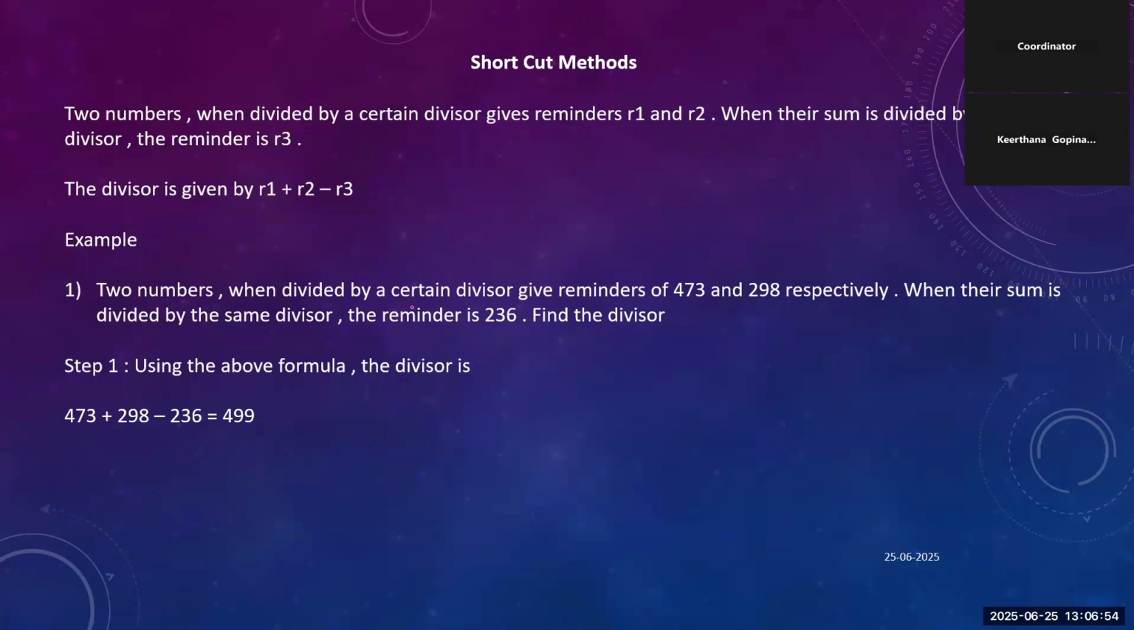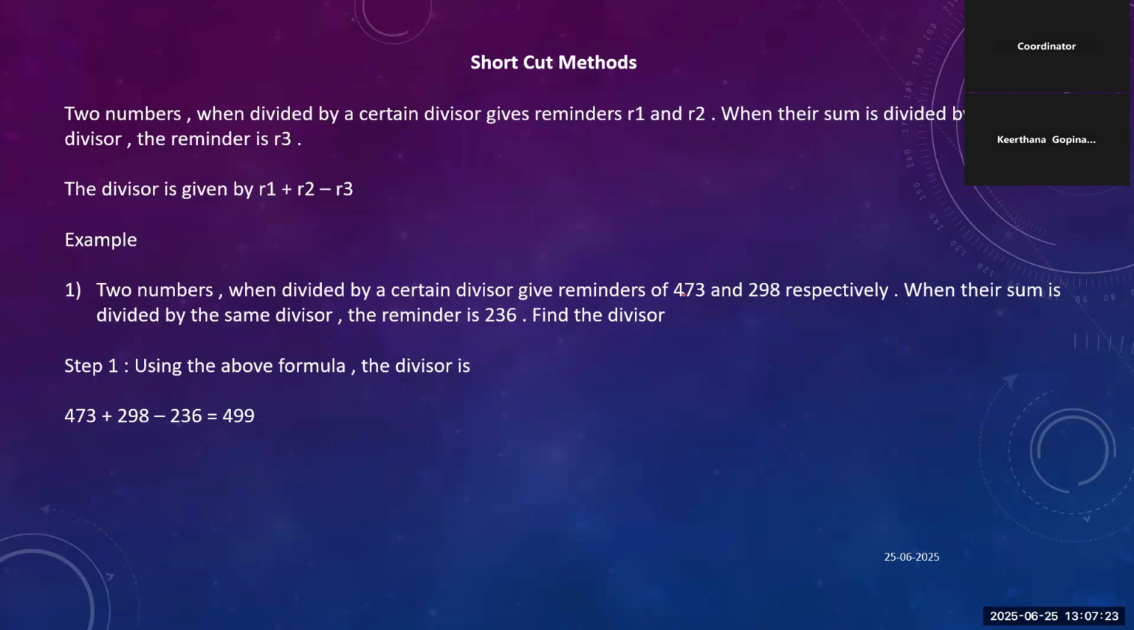Two numbers when divided by a divisor give the remainders 473 and 298. When their sum is divided by the same divisor, the remainder is 236. Find the divisor. They will not give any number at all. No dividend, no divisor. They only give the remainders. Look at this problem: there is no dividend, there is no divisor. They have only given you the remainders.